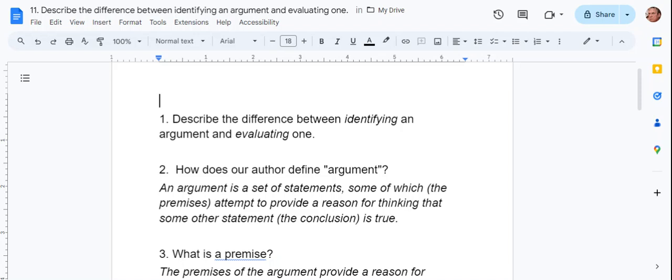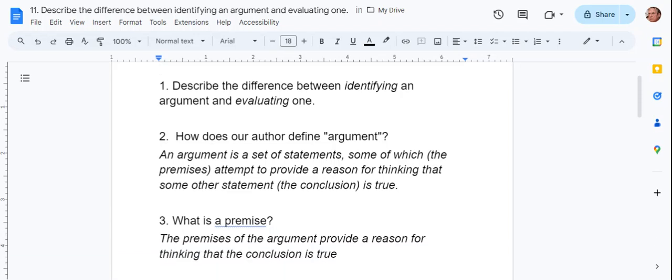Number two, how does our author define argument? And that would be how to identify them. He says different things, but I think his best definition is here. An argument is a set of statements, some of which, the premises, attempt to provide a reason for thinking that some other statement, the conclusion, is true. So arguments have premises, at least one, and they have a conclusion. And the premises are meant to support the conclusion or give a reason for thinking that the conclusion is true.